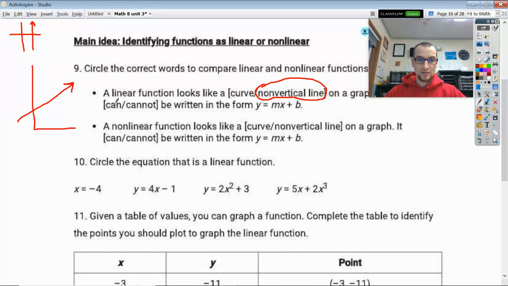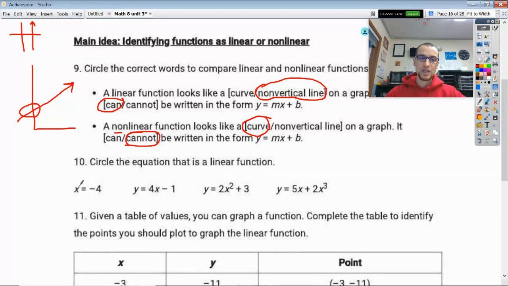So can it be written in the form y equals mx plus b? This one could. It was plus 3, 0, 3, and it was 2. So yes, it can be written in the form y equals mx plus b. A nonlinear function looks like a curve on a graph because it's not a line, all right? It cannot be written in the form y equals mx plus b.